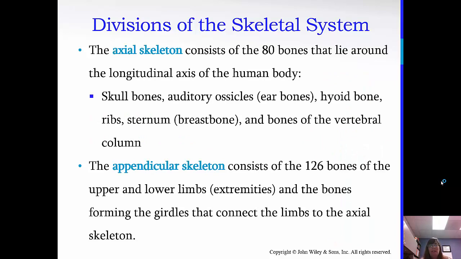This is pretty much what I just said, but the axial skeleton is 80 bones. They lay around the longitudinal axis of the body. So your skull bones, your auditory ossicles, which are your ear bones, your hyoid bone, which is right in your neck, your ribs, your sternum, which is your breastbone, and then the vertebral column. Appendicular, 126 bones, the upper and lower limbs, and the bones that form their girdles and connect the limbs to the axial skeleton.